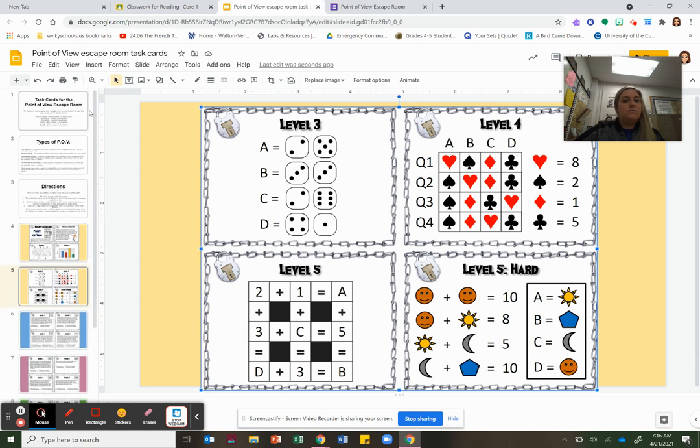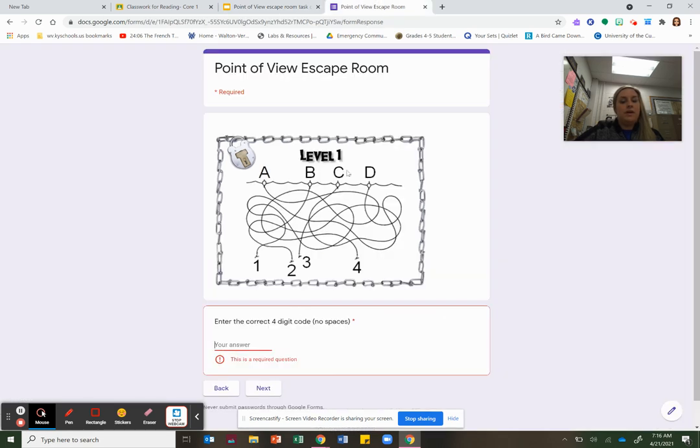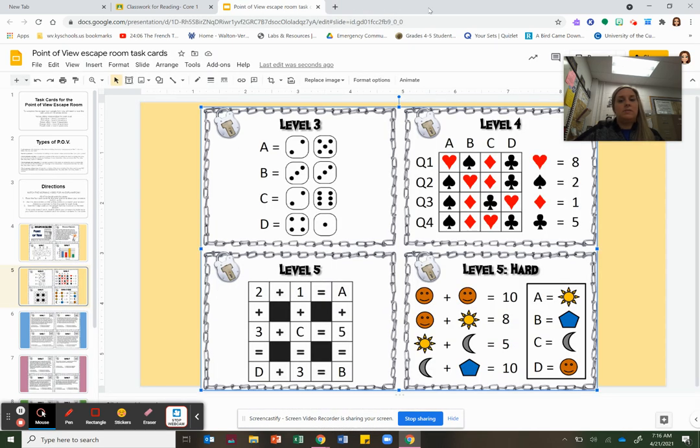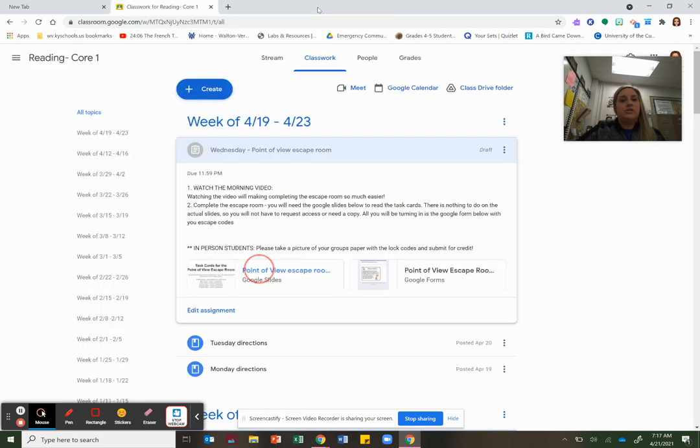So 5 levels, once you have all the codes, you are going to put them in and go through each level, and it will submit to me automatically. I know I went over these directions kind of quickly in this short video. If you are having trouble with it, please just private message me on this assignment or send me an email. Just give me some time to get back to you, because remember, I will be in class working with students on this assignment.